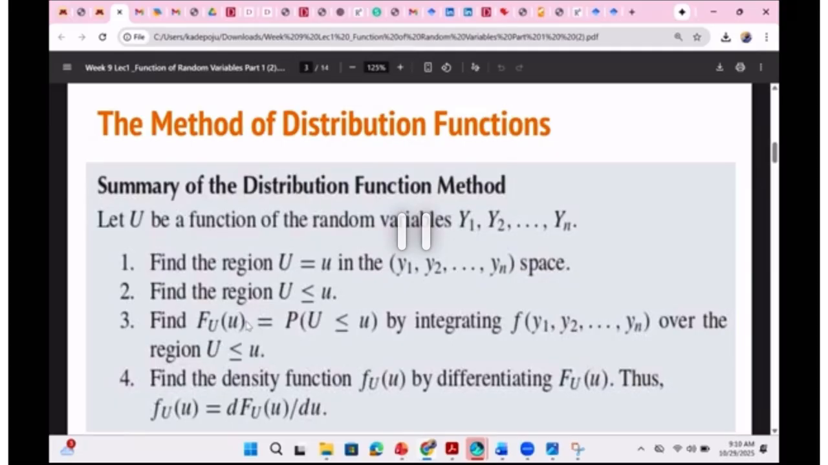To figure out the distribution of U, we need to use what I call the method of distribution function, where we first find the probability of U less than or equal to a realized value. And after getting the CDF, all we're going to do is perform the derivative of the CDF of U. Then finally, we're going to get the required probability function for U. That is how the method of distribution function works.